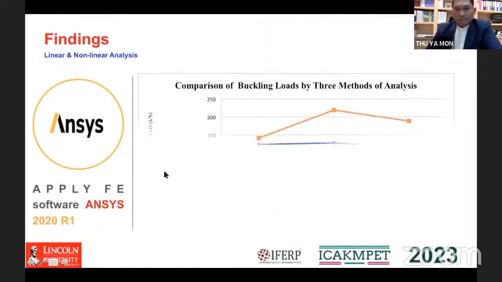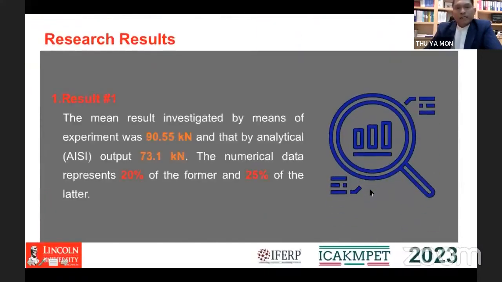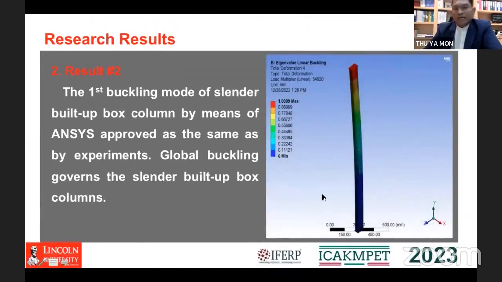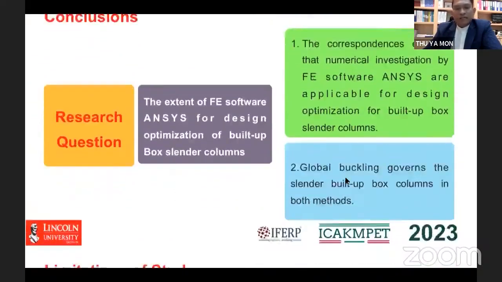From this finding, we can compare the three results of the analysis: the numerical results, experimental results, and analytical results. Here, the yellow color represents the value for the columns. For the numerical result, it is 17.24 kilonewtons. The experimental result is 90.55, and the analytical method is 70.1 kilonewtons. These are the results of this investigation. Here, global buckling governs. This is the research question, and this is the solution that I found in this investigation.